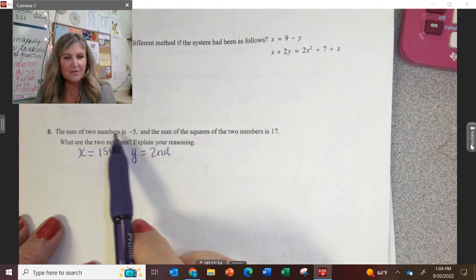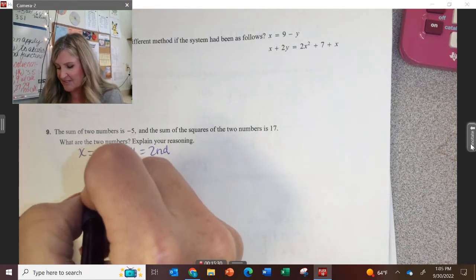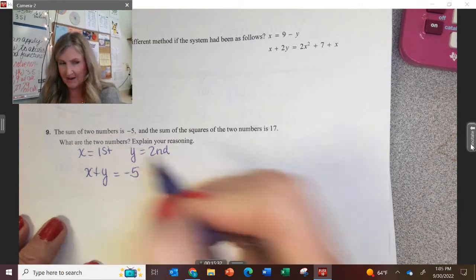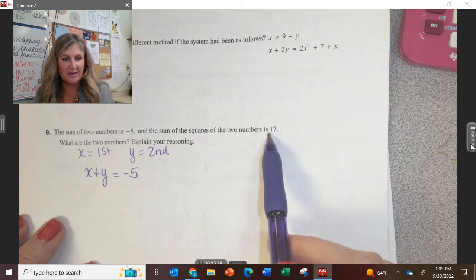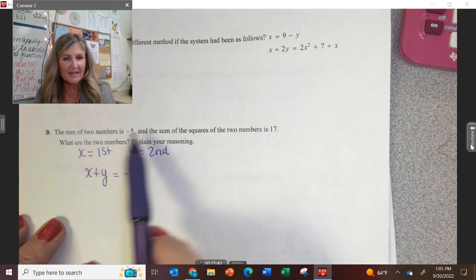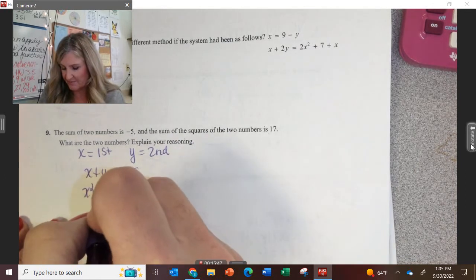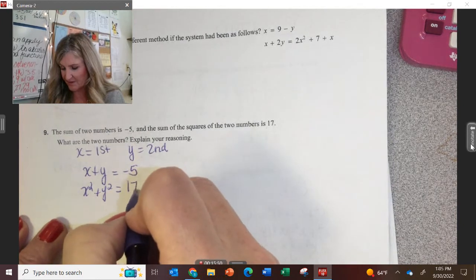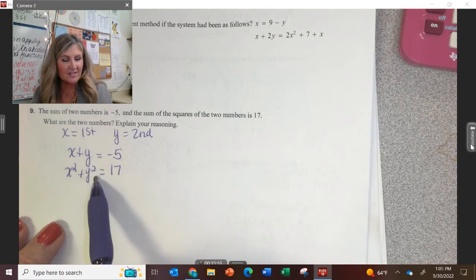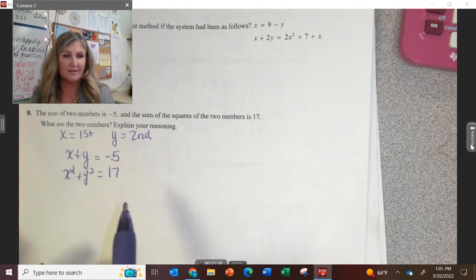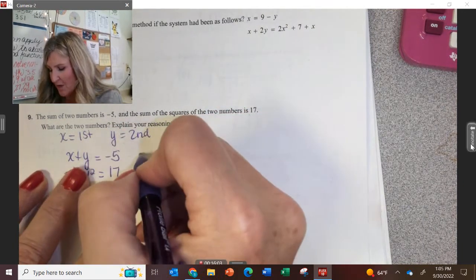So if the sum of the two numbers has to be -5, what does sum mean? Add. So I'm going to have to say X plus Y needs to be -5. It says the sum of the squares has to be 17. So how do I write the square of X and the square of Y and the sum of those? Good. Now we have to make a decision. Are we going to try to eliminate the X's or the Y's, or are we going to just use substitution? Substitution, it makes sense.